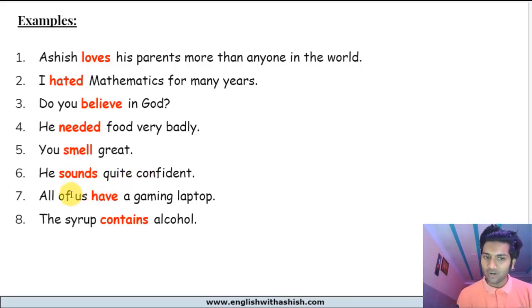All of us have a gaming laptop. All of us have, or own, or possess a gaming laptop. When you have something, you don't do anything. You just have it. So you are in a particular state, a state of possession. You possess something, but you don't do anything. The syrup contains alcohol.